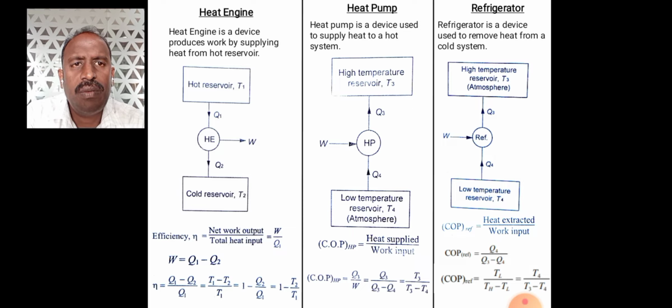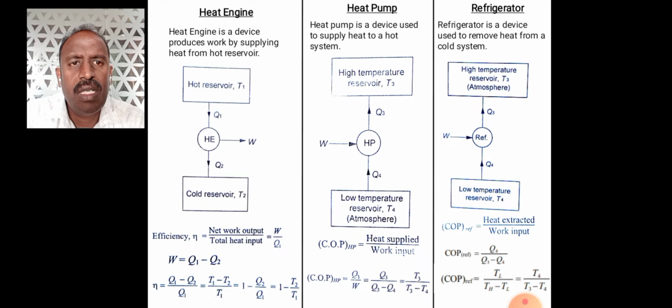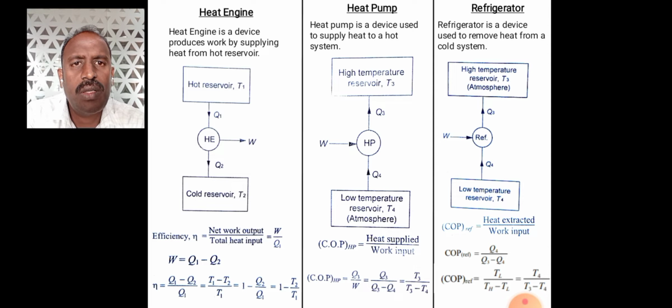So one form of energy is converted into another form. The heat energy is converted into work energy. The heat transfers from higher temperature to lower temperature and we are extracting the work from the engine. So this is the principle of the heat engine. We are calculating the efficiency of the heat engine.